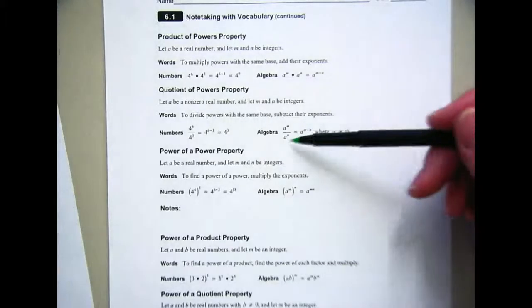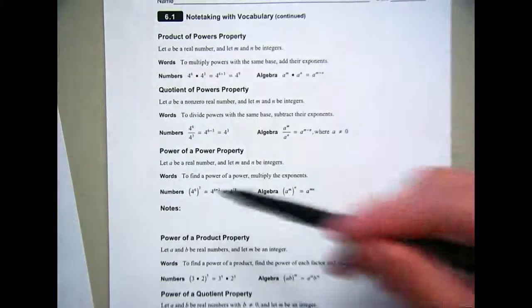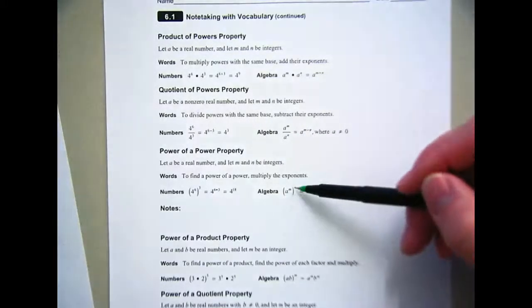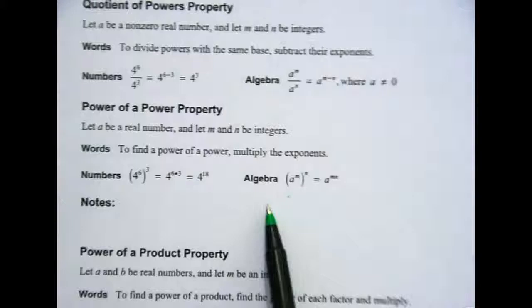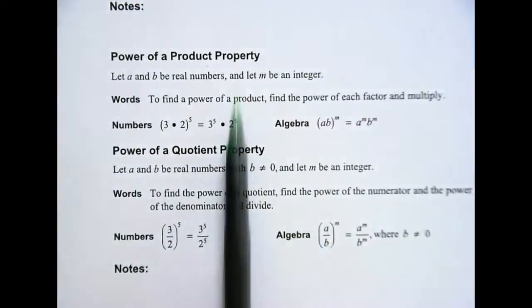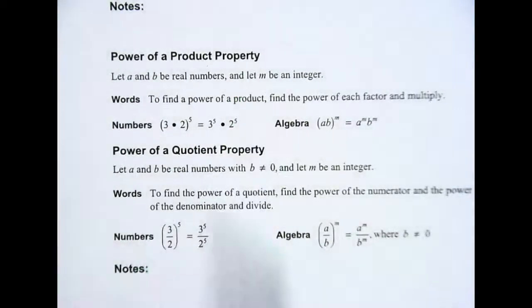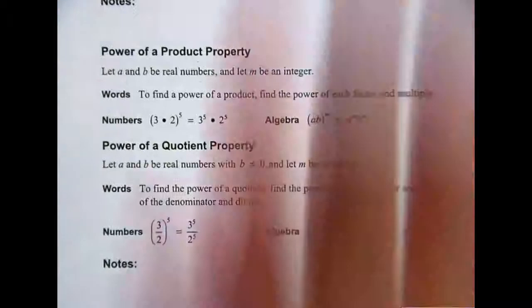And this is where a can't be 0, because you can't divide by 0. Power to a power, a to the m, quantity to the n power is a to the m times n. And then we've got our power to a product and power to a quotient. All right, that's for your reference.